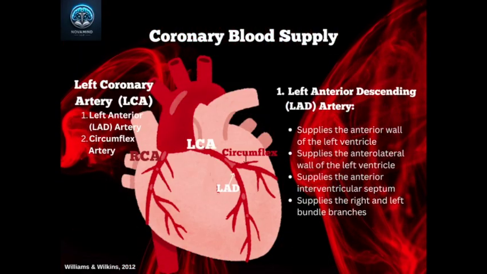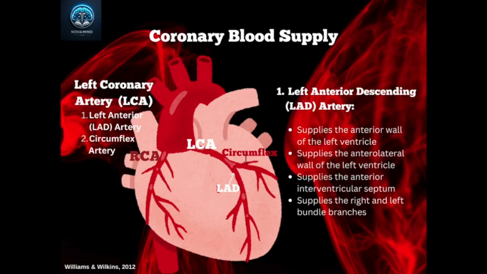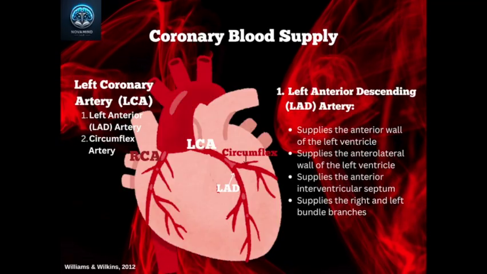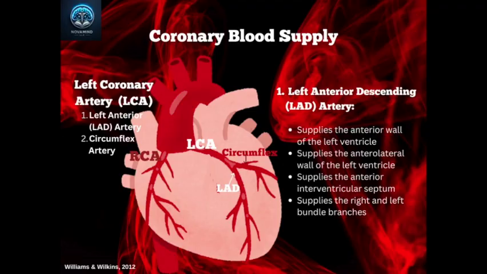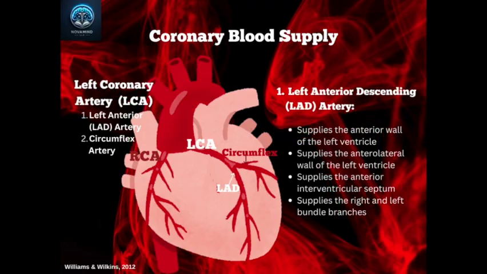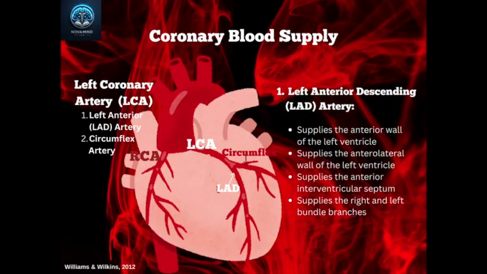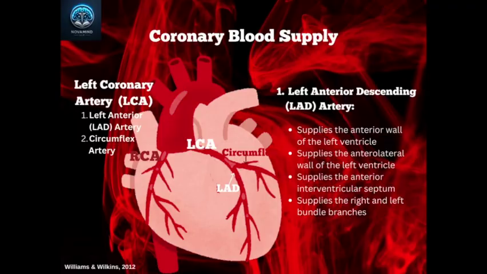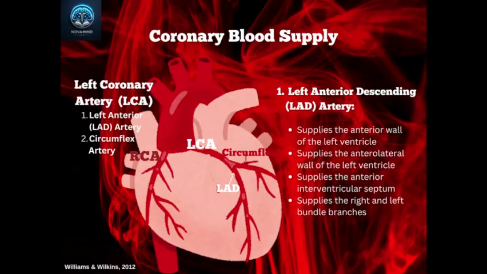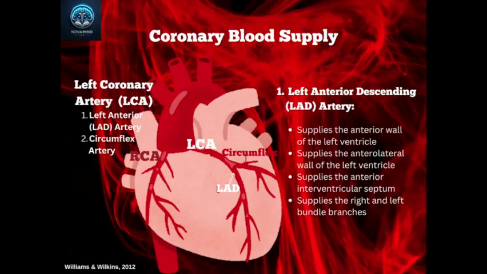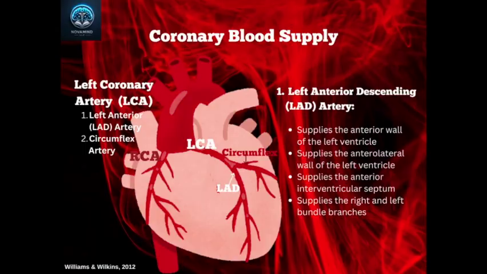The left coronary artery, LCA, splits into two major branches: the left anterior descending LAD artery and the circumflex artery. The LAD is responsible for supplying blood to the anterior and anterolateral walls of the left ventricle, the anterior intraventricular septum, and both right and left bundle branches, which are essential for coordinating the heart's contractions.